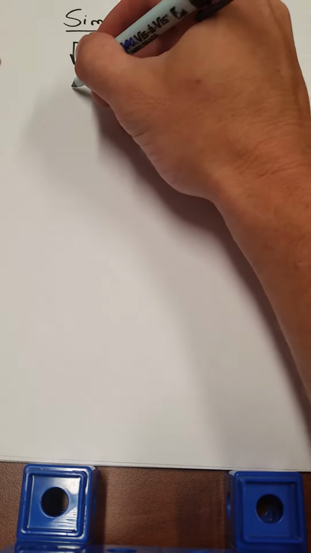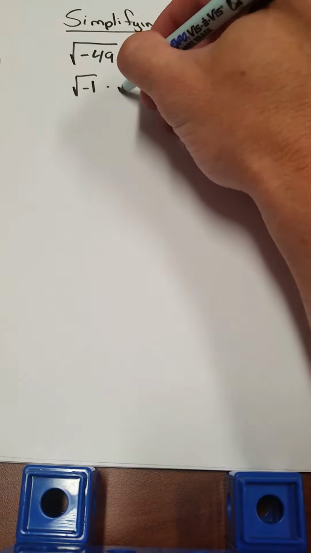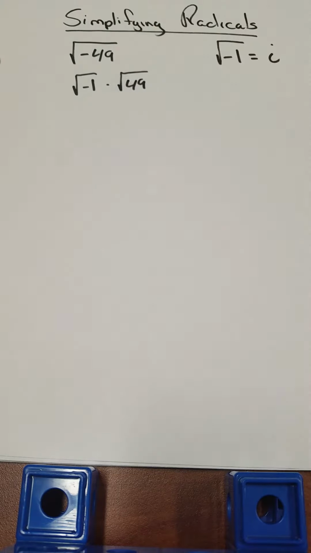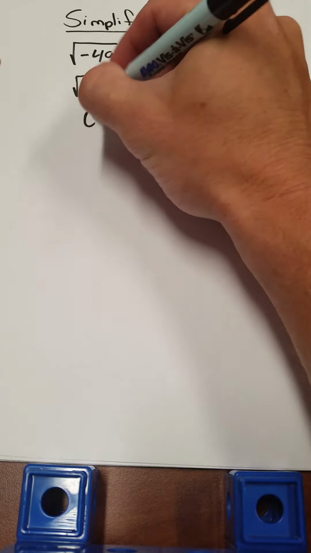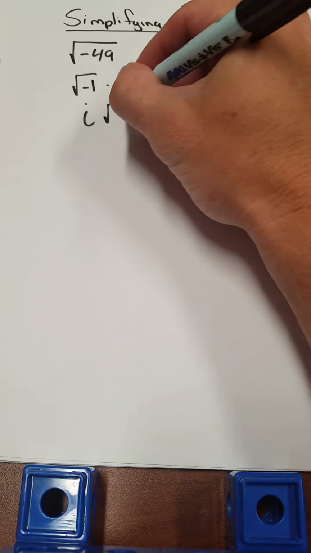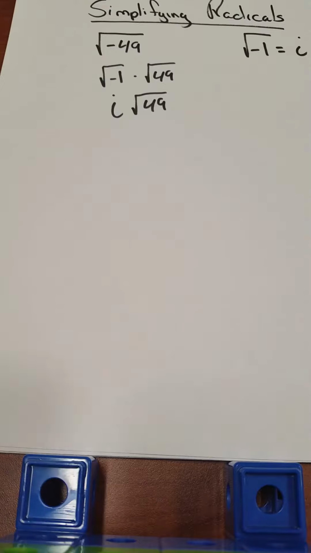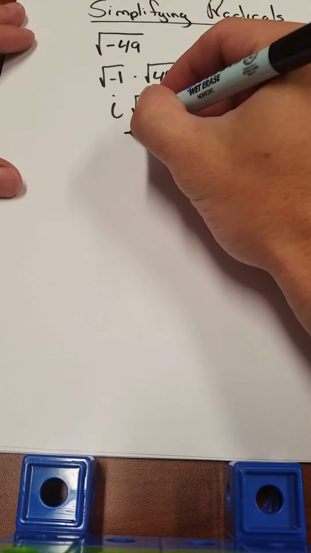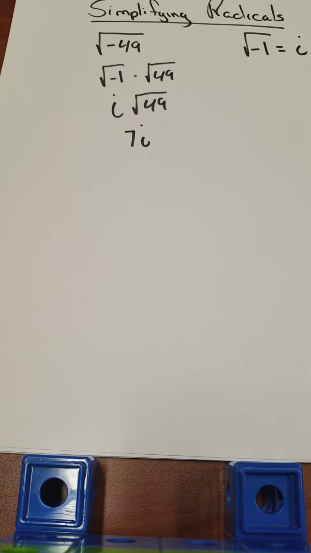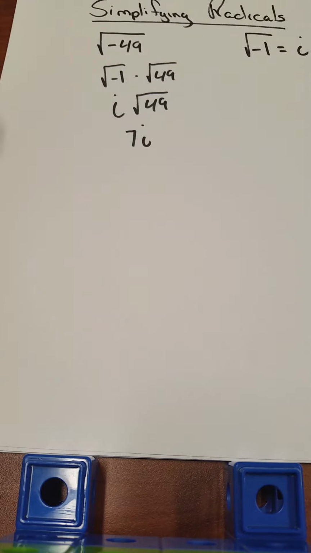So I can break this thing down over here into the square root of negative 1 times the square root of 49. So that means this is just i times the square root of 49, and 49 is a perfect square, so that means that this is just 7i. And that would be your solution for that type of problem.